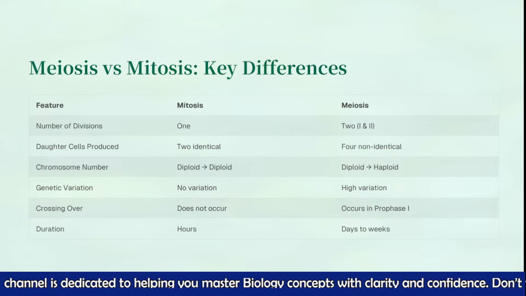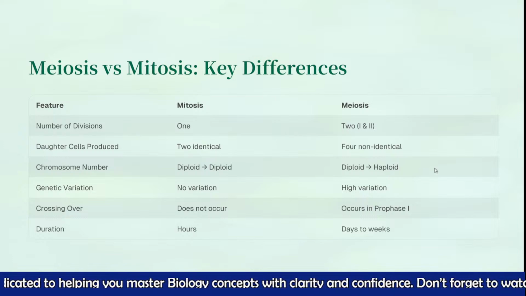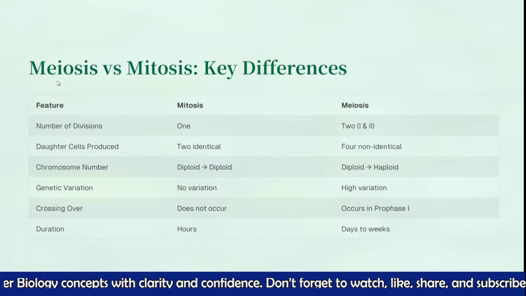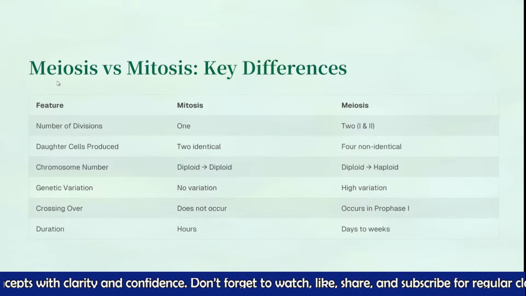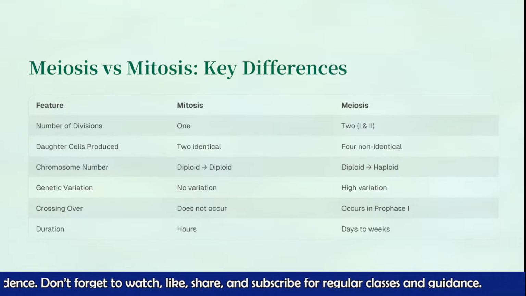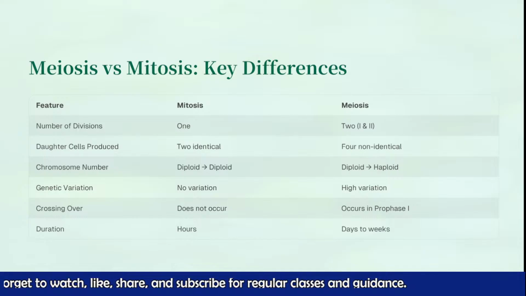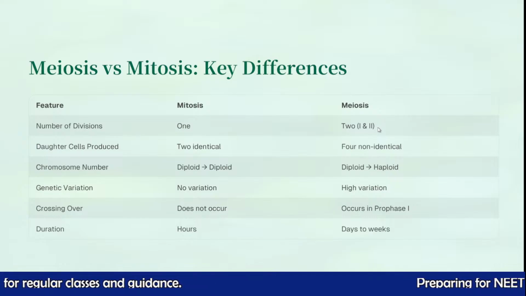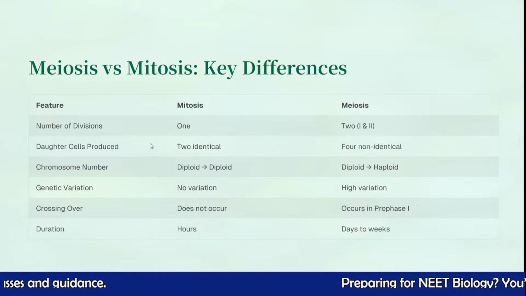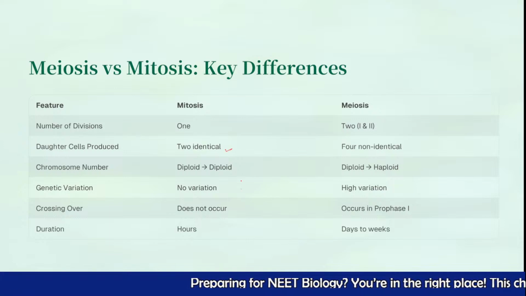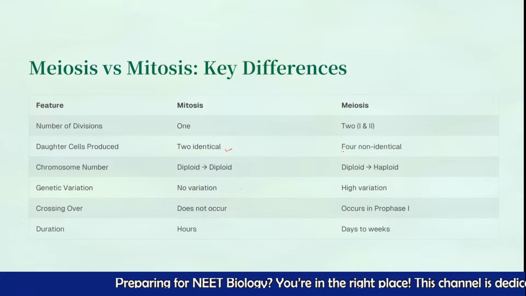Now, for conclusion, we will compare the two types of cell division, mitosis and meiosis. We know that mitosis happens in somatic cells, right? And meiosis happens in germ cells. The number of divisions in mitosis is only one, but in meiosis you can see meiosis 1 and meiosis 2. Then the daughter cells produced in mitosis are two identical cells, but in meiosis, 4 cells are formed.